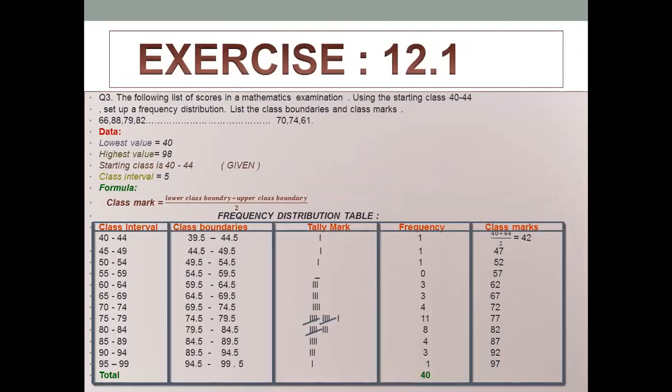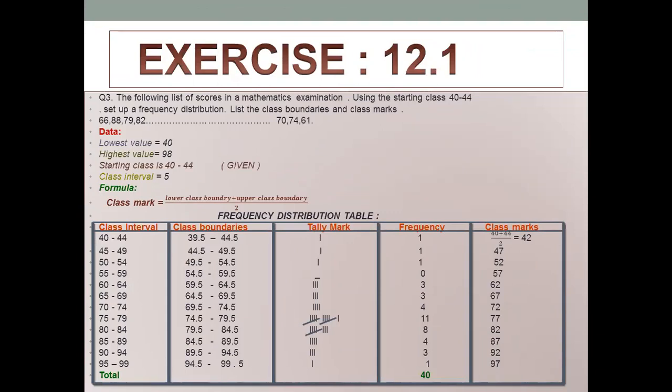Question 3, the last question of this exercise. The following list is of scores in a mathematics examination using the starting class 40 to 44. Now you are bound that you will start your class from 40 to 44. Set up a frequency distribution listing the class boundaries and class mark.